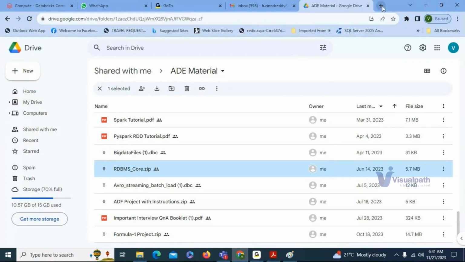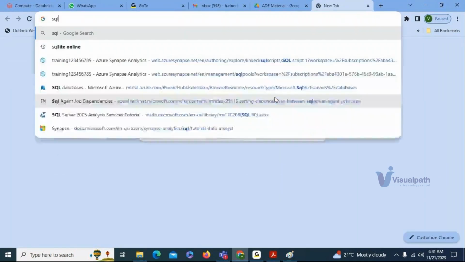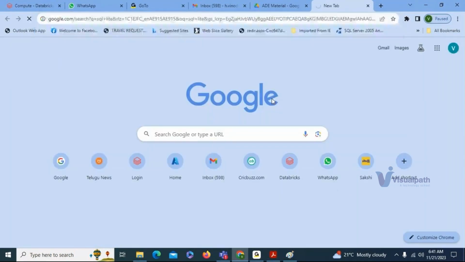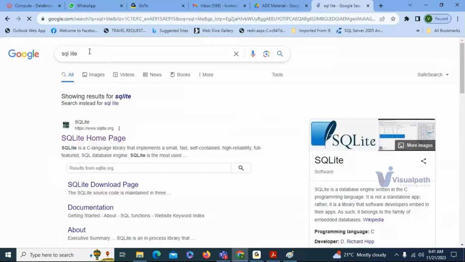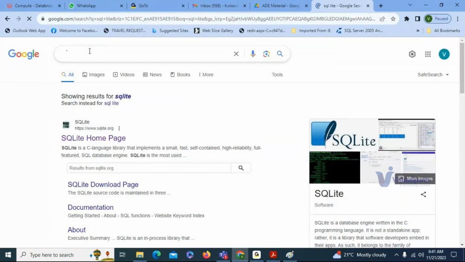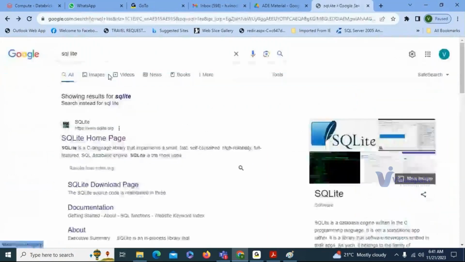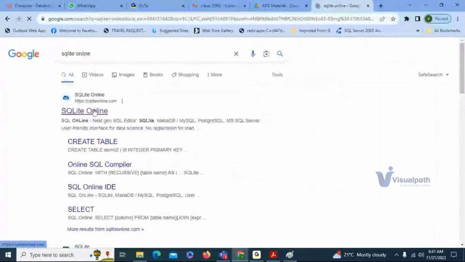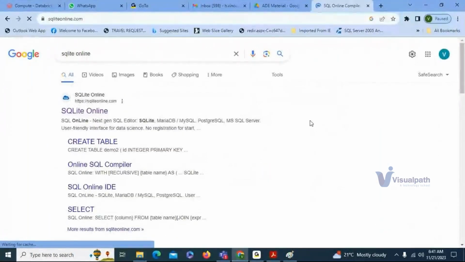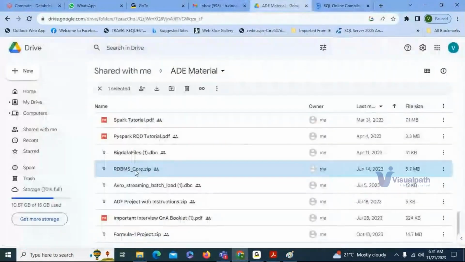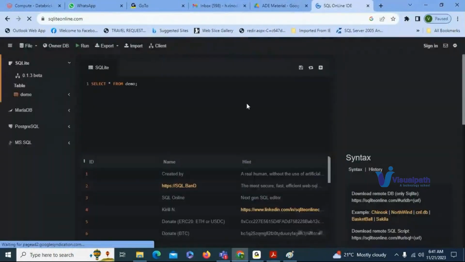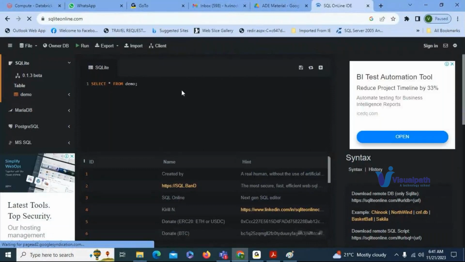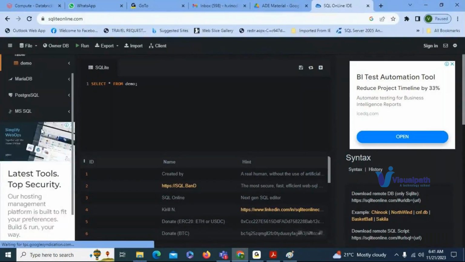There is an online tool called SQLite Online. You can practice SQL there for free. If you can install SQL, you can do that and practice as well. If you do this, you will be perfect in SQL. It's a free tool. You can create tables and do any stuff you would like to.